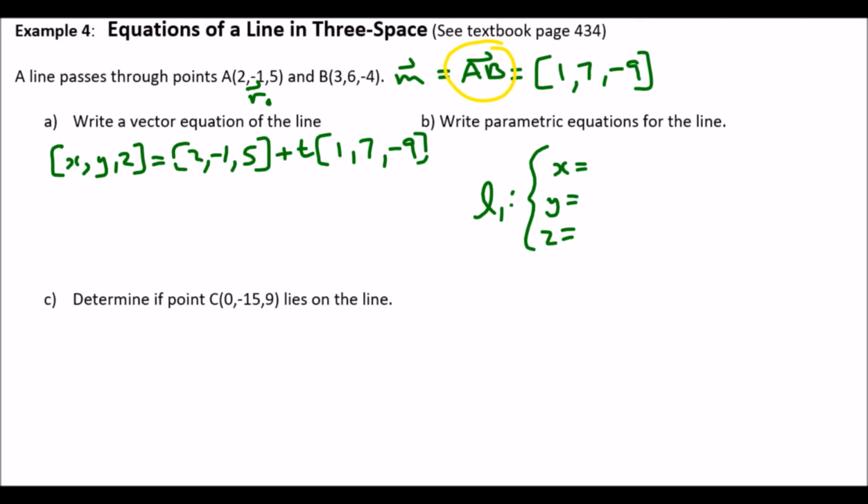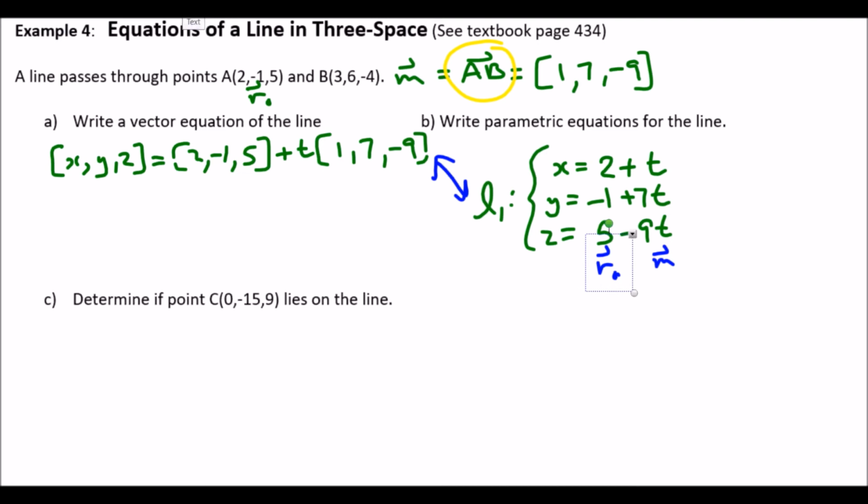All right, x is equal to, look here, 2 plus t. I just took this plus 1t, which is just t. Y, so I look at the middle here, negative 1 plus 7t, and then z, 5 minus 9t. So again, these two things are similar, just written in different ways, but you can still pull off the point, right? This guy right here, there's my r naught, and the coefficients are my m.